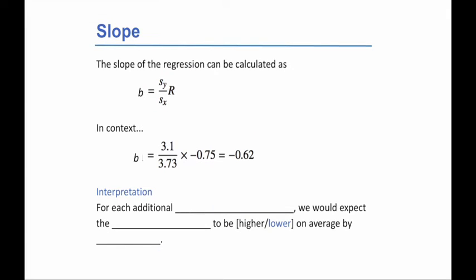Right? So for the example that we just did with the high school graduation rate and the percent in poverty, we would say for each additional percentage point in high school graduation rate, so that's the unit in the explanatory variable, we would expect, or our model predicts, that the percent living in poverty, our response variable, will be lower because our slope is negative, on average by slope 0.62 percentage points.